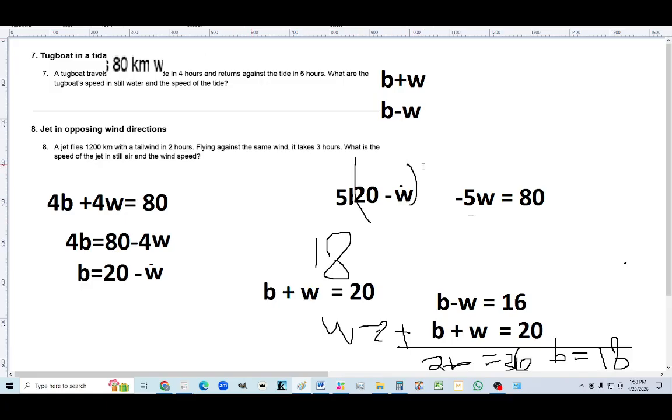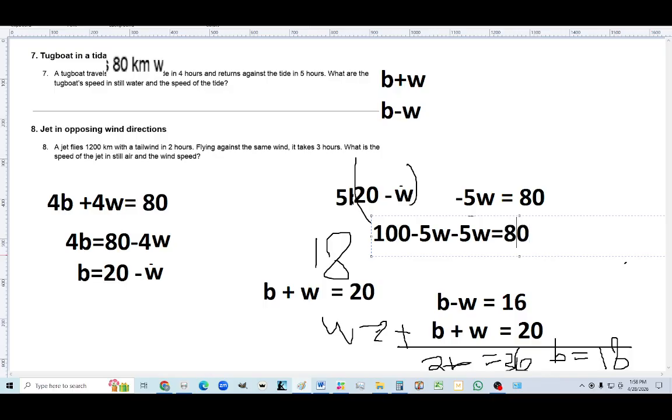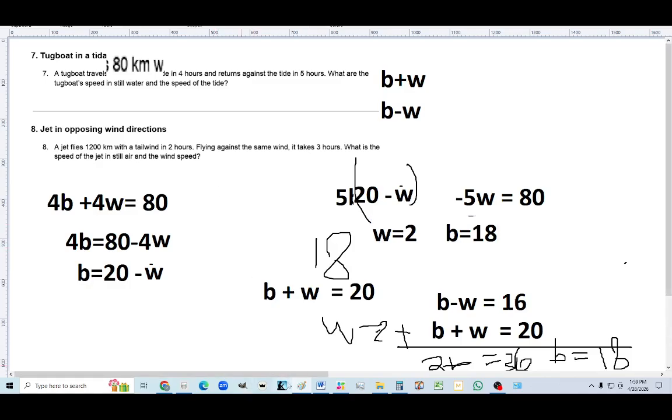5 times 20 is 100. Minus 5w is equal to 80. Minus 5w minus 5w is minus 10w. We subtract 100, you get minus 20. You divide by minus 10 on both sides. W is equal to positive 2. Then you go back to your easy equation on the left. B is equal to 20 minus w. W is 2. B is equal to the same answer. Substitution will work really well when the numbers don't divide easily. Okay, so they're all the same.